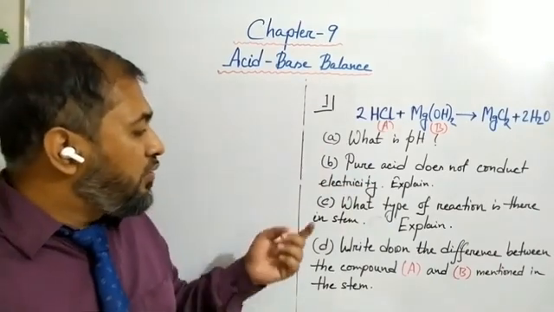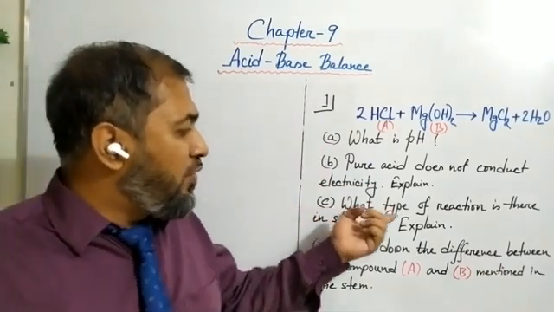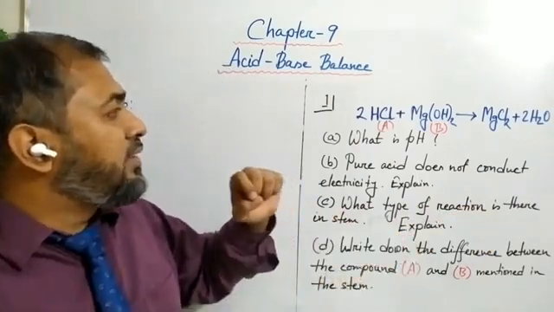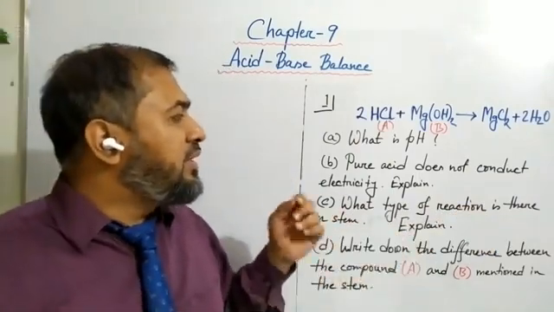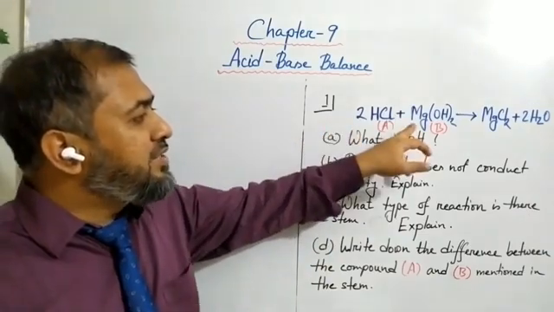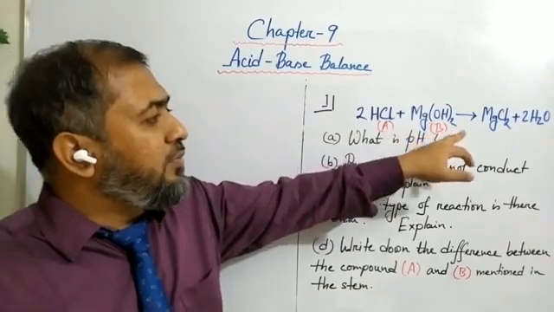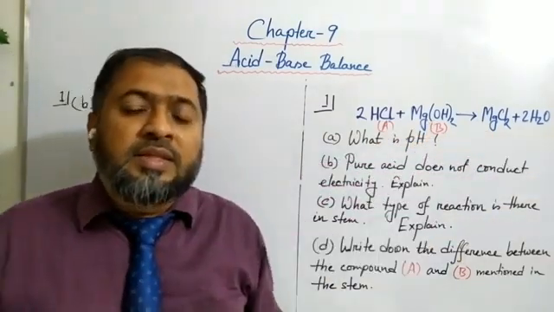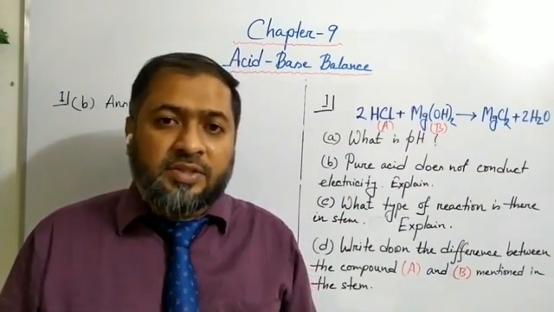Now students, question C. What type of reaction is there in the stem? Explain. We can see the reaction in the stem is hydrochloric acid and magnesium hydroxide producing magnesium chloride and water molecule. So this is a neutralization reaction.